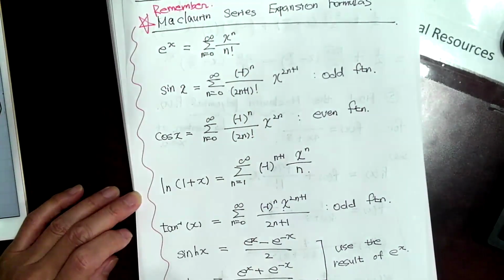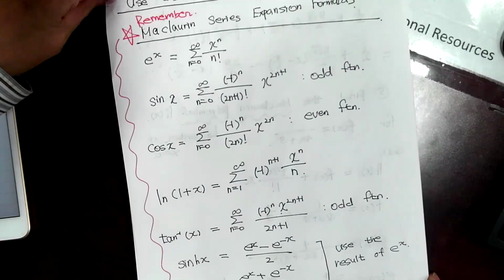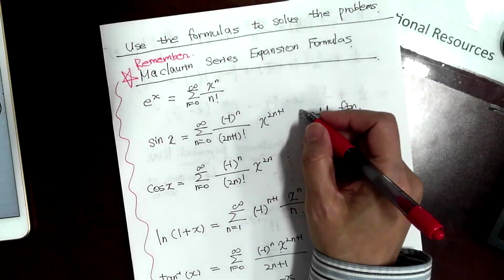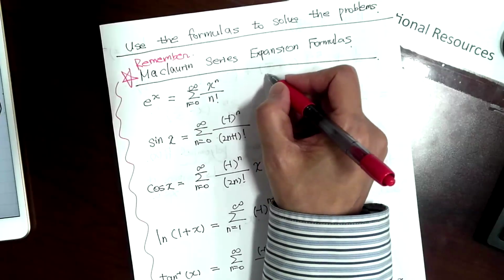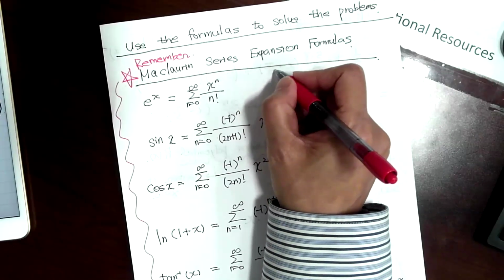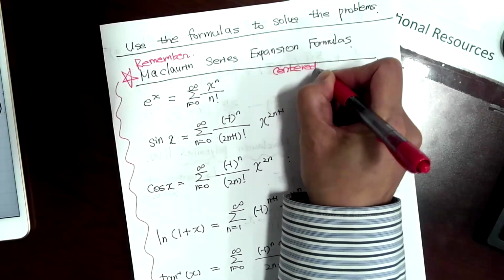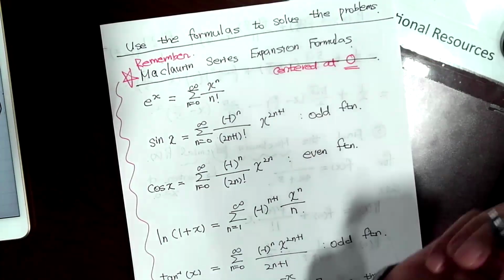All of them must be clearly remembered. Make sure that you're not confused with the formula. When I say Maclaurin series, that is Taylor series centered at 0. This is important.